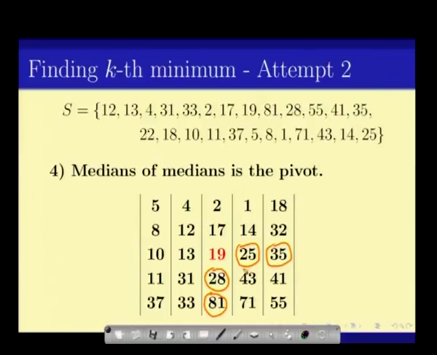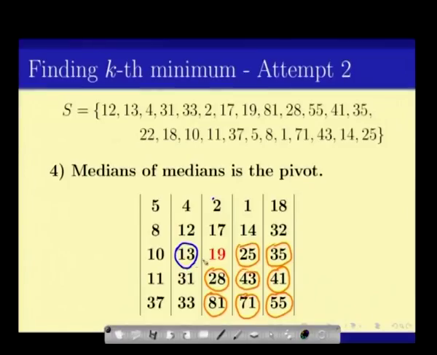Similarly, 43 is greater than 25, which is greater than 19, and similarly 71 is greater than 25, which is greater than 19, and so is 41, greater than 35, which is greater than 19, and 55, which is greater than 35, which is greater than 19. So, the lower right hand corner of this whole matrix is greater than 19, since 19 is acting like a pivot in some respect.